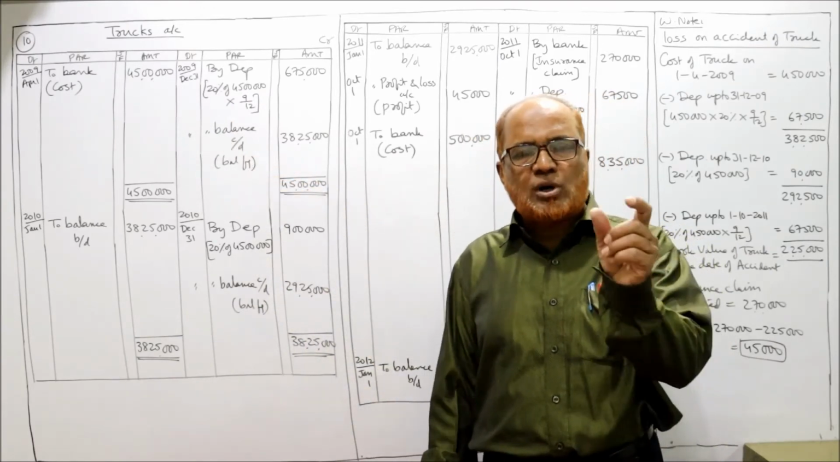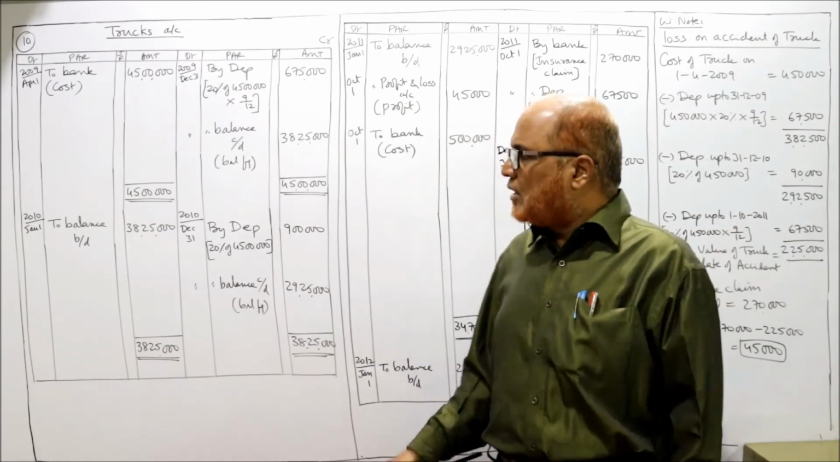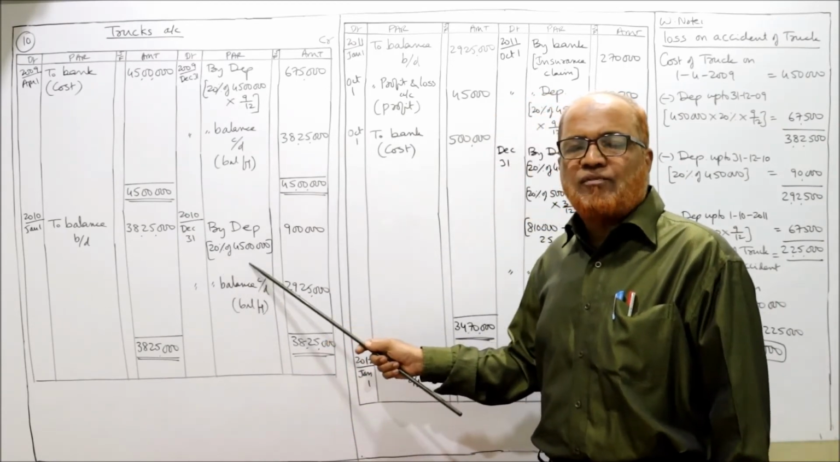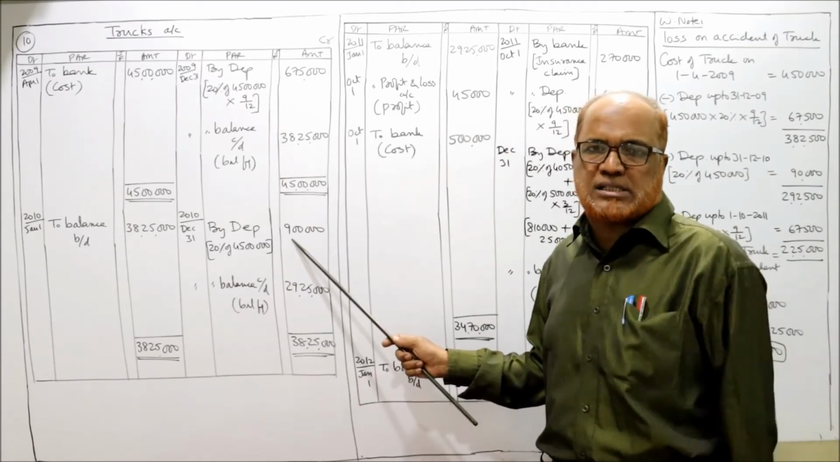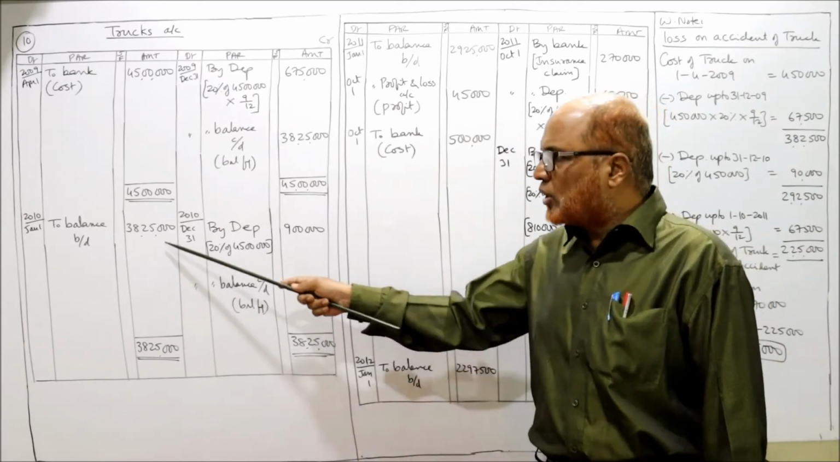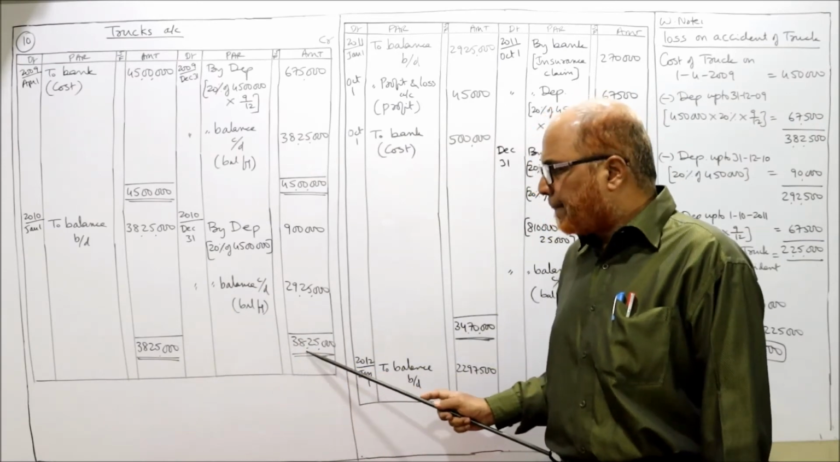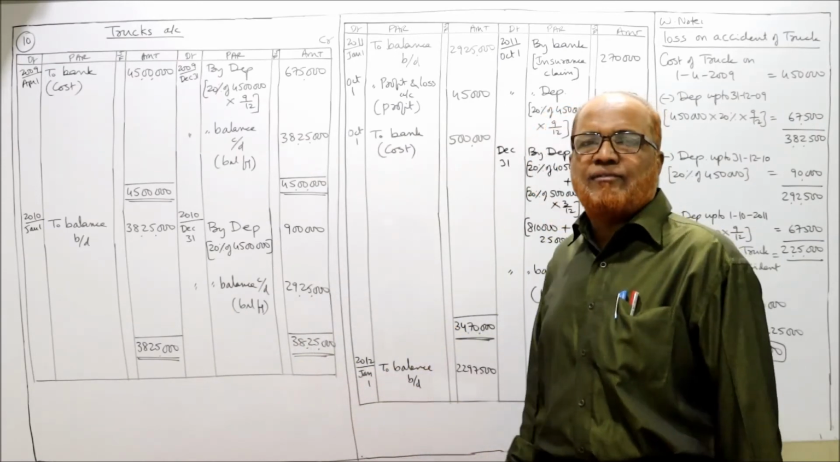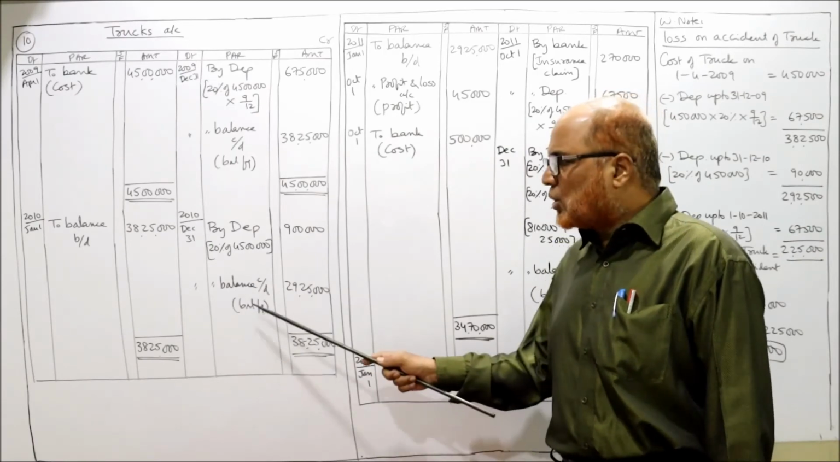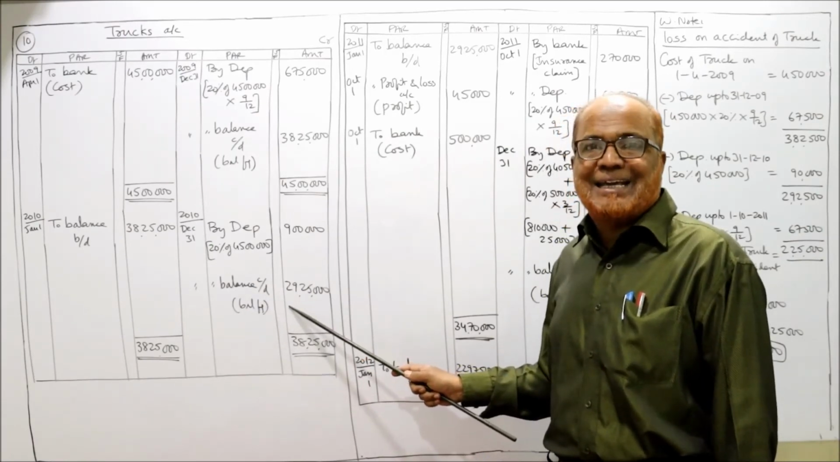Original cost method means the original cost, 10%, 20%. So 20% of 45 lakh, 9 lakh rupees, is the total depreciation on all the trucks, second year. Take the total debit side, 38,25,000. 38,25,000 minus 9 lakh, 29,25,000. This is the closing balance at the end of the second year.